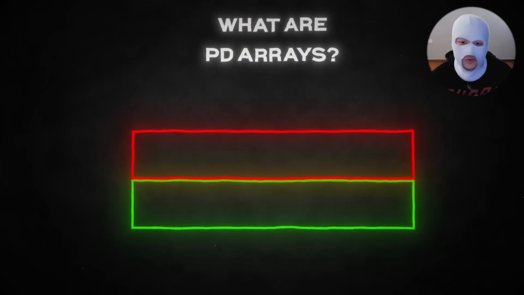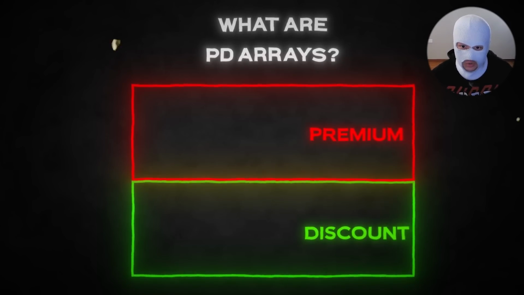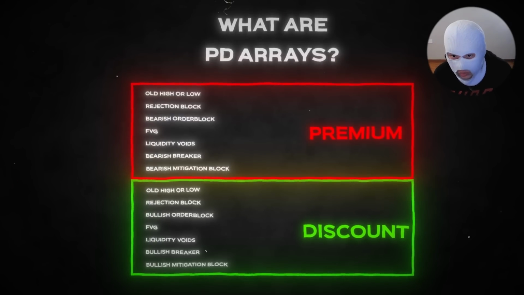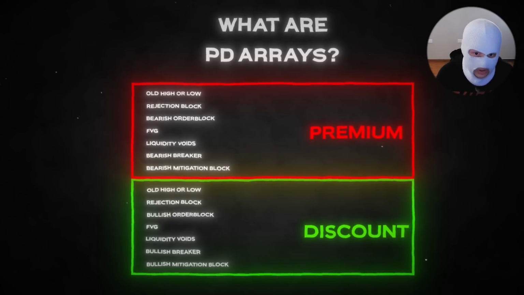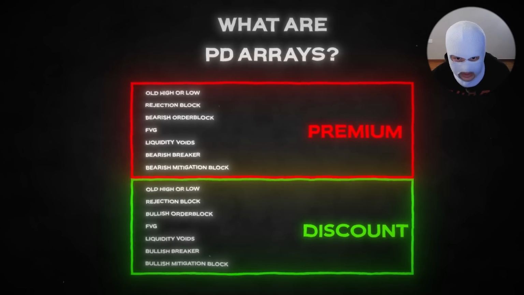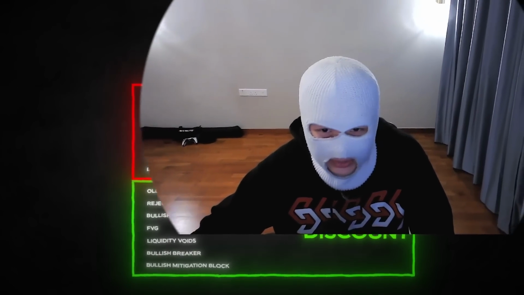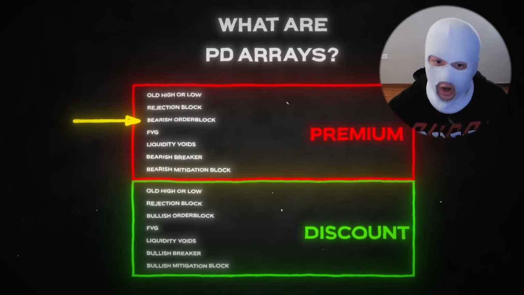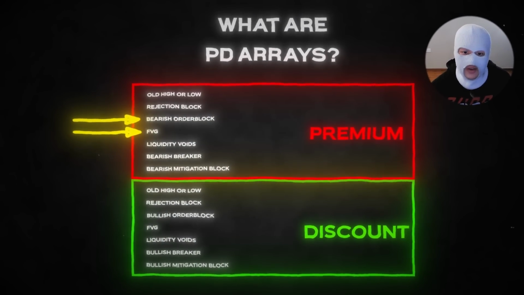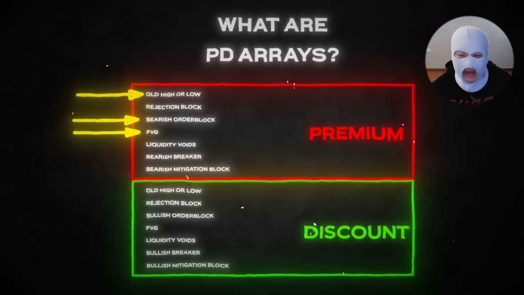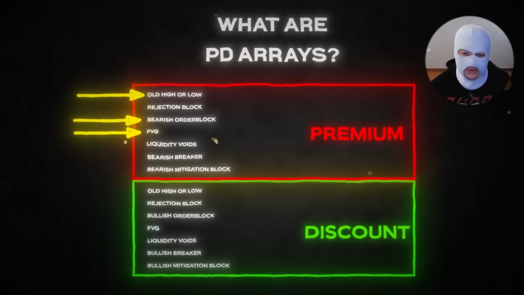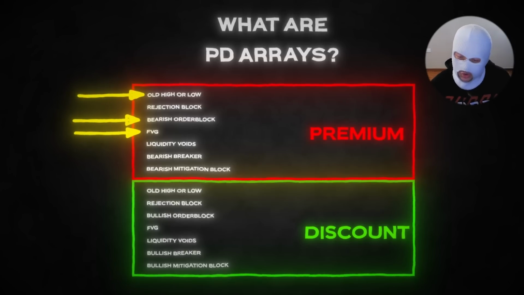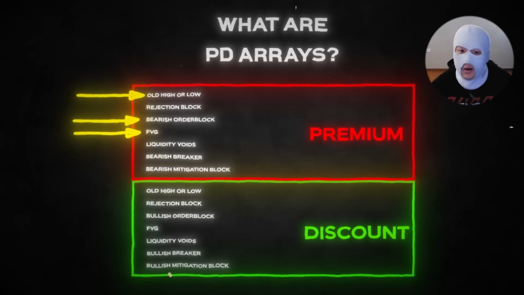Right here, we have the full list of the PD array. You have your old highs, old lows, rejection blocks, order blocks, fair value gaps, breaker blocks, etc. I know, it's a lot. So for this video, we'll be focusing on the 3 most important PD arrays that I use every single day in my trading. They are number 1, order blocks, number 2, fair value gaps, and number 3, old highs and lows.